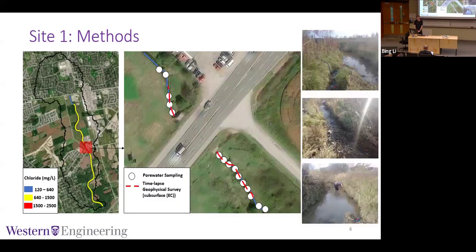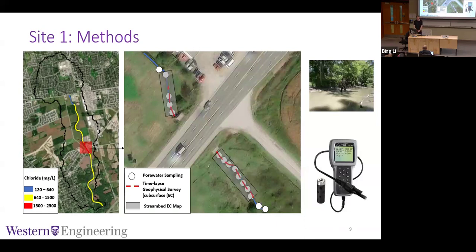I also did time-lapse geophysics. Geophysics just measures the electrical conductivity below the stream along these areas. So I can see high electrical conductivity or low EC associated with high or low chloride contamination. And then also stream bed EC. So this just measures the electrical conductivity at the top of the stream bed across the width, because all the groundwater samples are only along the bank. So it's just to get an idea across the entire width of the stream.